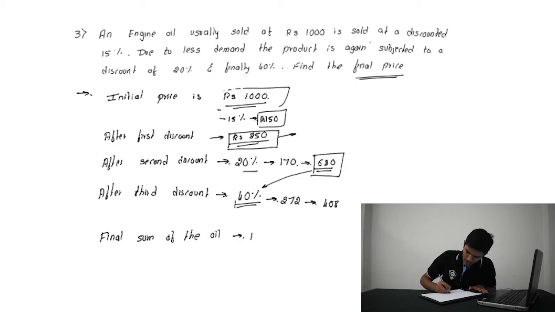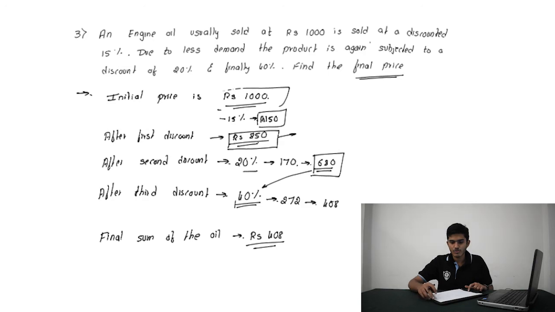So now final sum is going to be rupees 408. This is your answer. Your answer has to be 408.